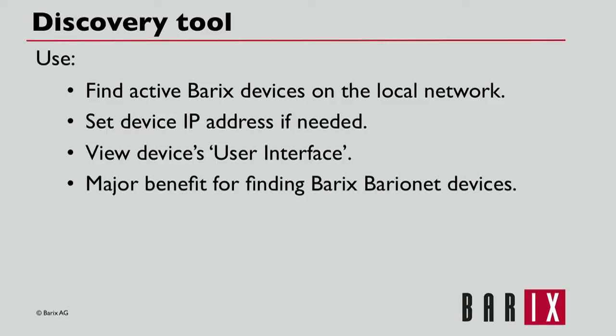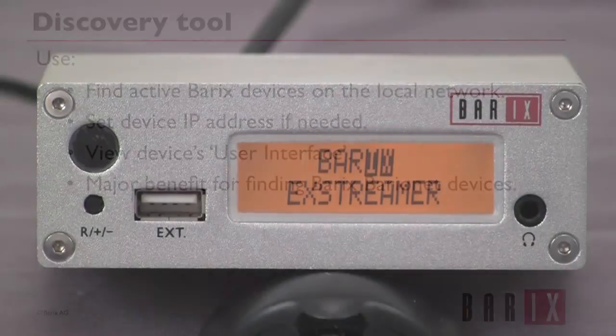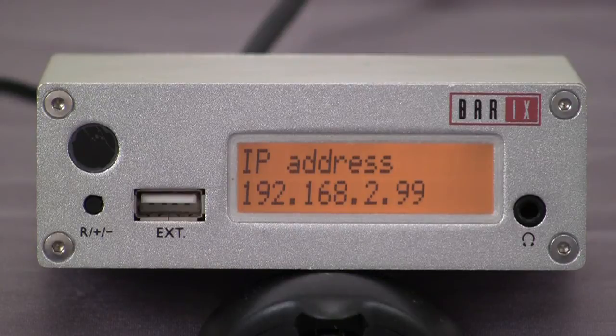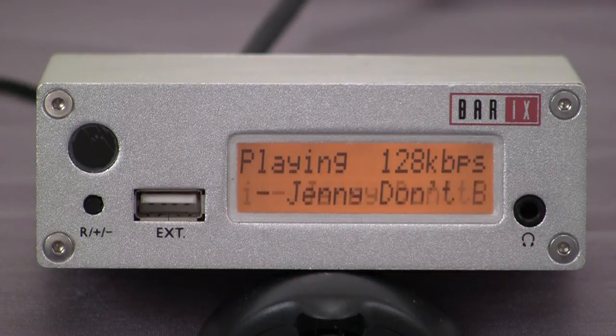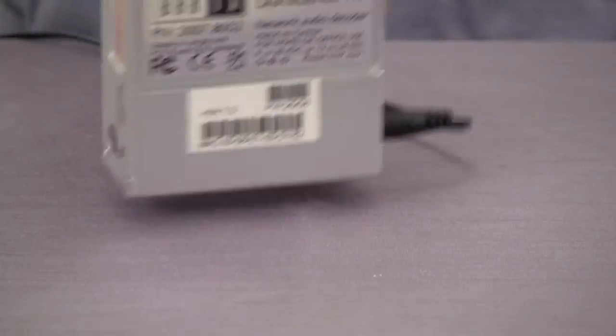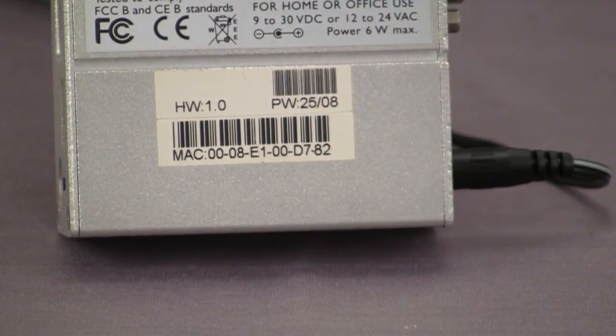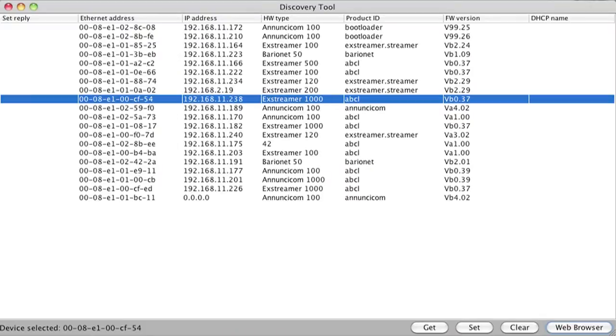The Discovery tool is therefore a major benefit for managing Barix Barionet devices, which do not have a way to announce their IP address. Many Barix devices announce their IP address when first plugged in, so finding a device is normally easy, but this feature can be turned off. Fast forward a few years when you want to make a change to a device, who knows what IP address it has? And if there are multiple devices on the network, it could be even more challenging. As long as you know a device's MAC address, which is written on the device, you can use the Discovery tool to identify it.